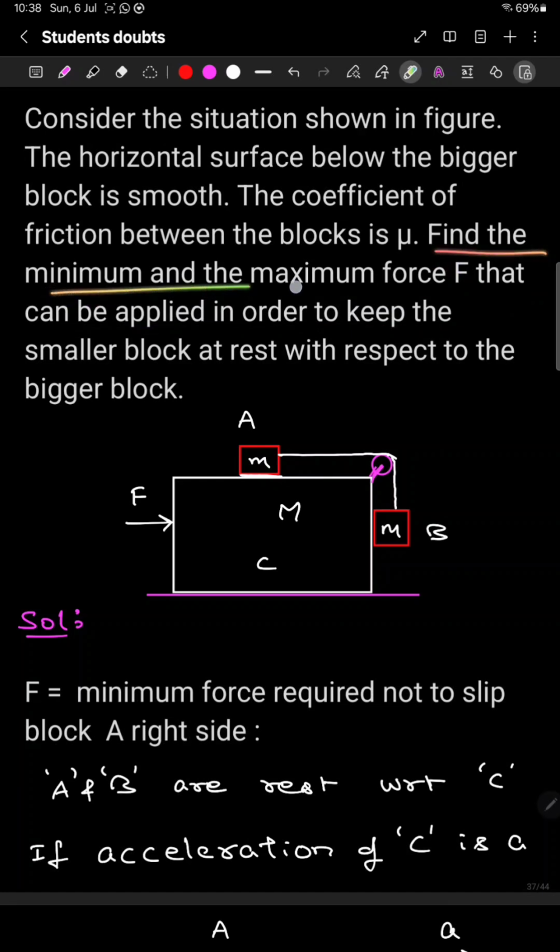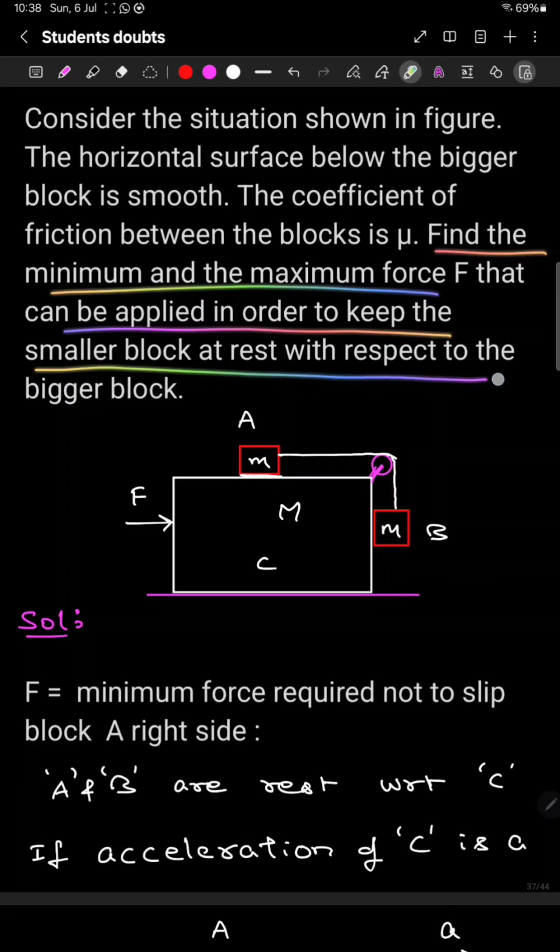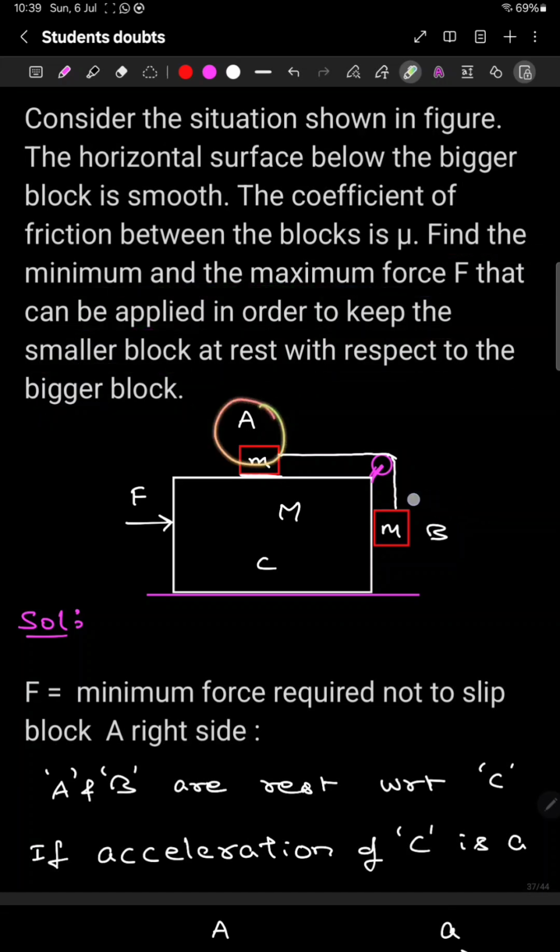The minimum and maximum force that can be applied in order to keep the smaller blocks at rest with respect to the bigger block. That means these two blocks should be at rest with respect to the bigger block. So for that, what is the minimum force required and what is the maximum force required, he was asking.